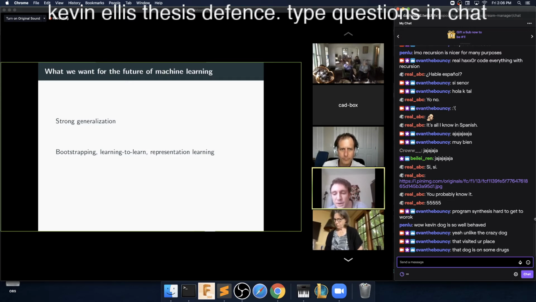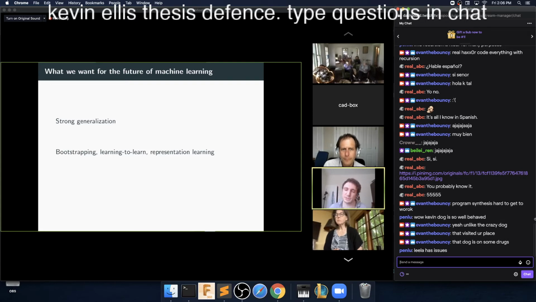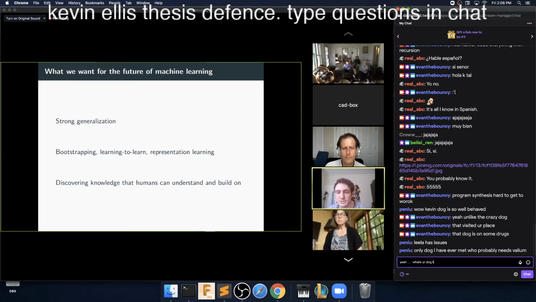One way of seeing library learning is that it's a kind of symbolic deep representation learning that has its internal representations built out of symbolic code. But I think what we want most is we want machines that don't only make predictions, but which also discover something that looks more like knowledge, something that humans and machines can understand and contribute to.